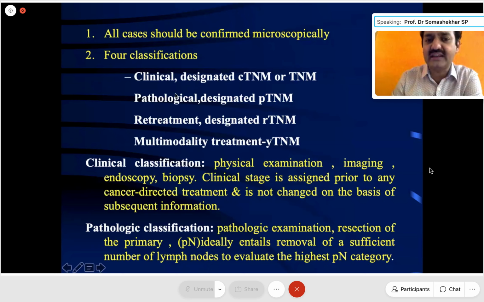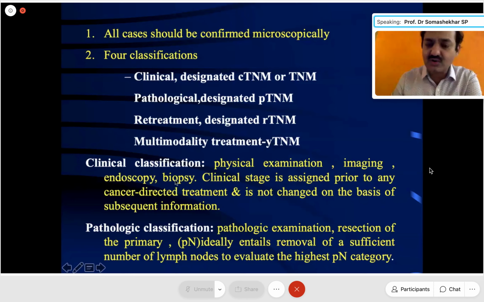Now we have 4 types of TNM: clinical CTNM, P, pathological TNM, small r, retreatment designated, and multimodality Y. Remember, big P is different, big R is R1, R2, R3, R0. Big C is the C factor, I'll tell you what that is. So small c is different, big C is different, small p, big P, small r, big R, and Y is multimodality. In an LABC, started off with stage 3, you gave chemo, it became stage 1, then you write Y, T1, N0, M0, stage 1.